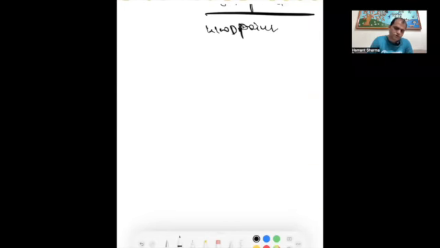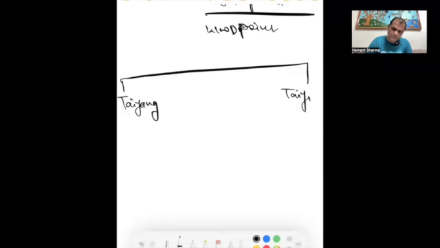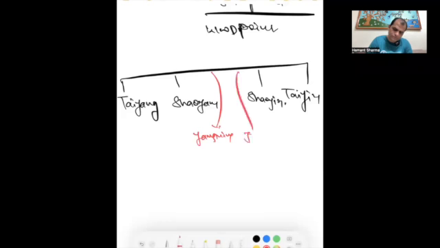In acupuncture, there are a total of 6 families. Number 1, Tai Yang. Number 2, Tai Yin. Next, Shao Yang. Another is Shao Yin. And number 3, Yang Ming and Jue Yin. These are the 6 families: 1, 2, 3, 4, 5, 6.